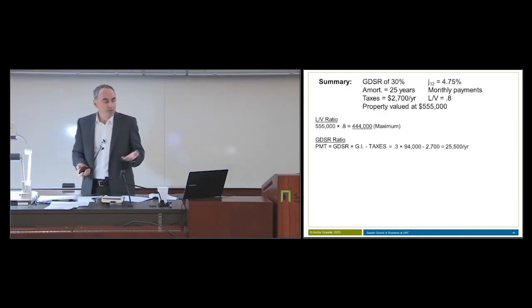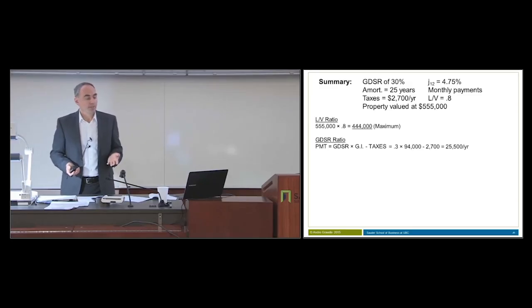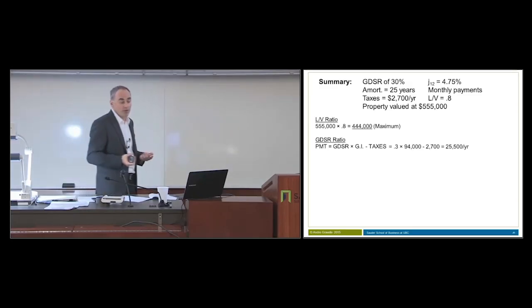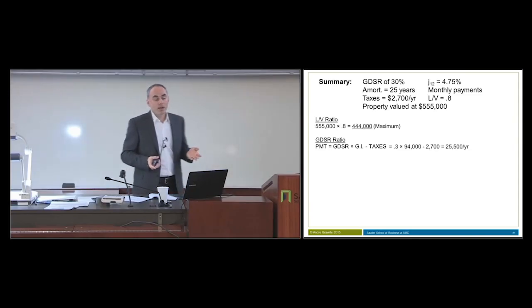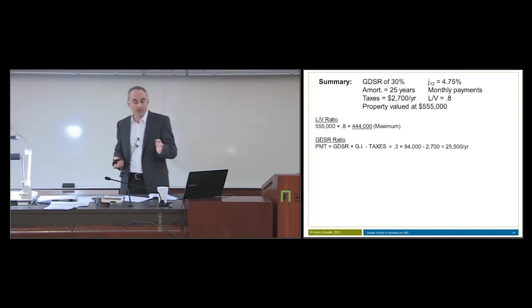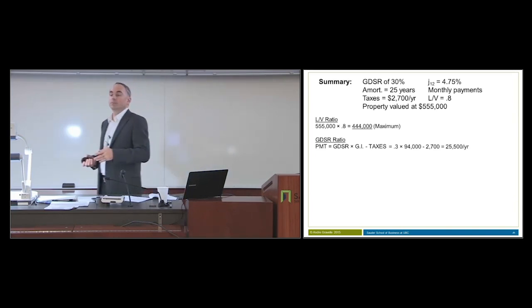Gross debt service ratio is 30% or 0.3. The gross income of the borrower from the previous slide is $94,000. And the property taxes are $2,700. We subtract $2,700. That gives us $25,500 per year. Okay.